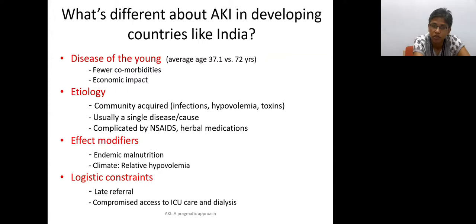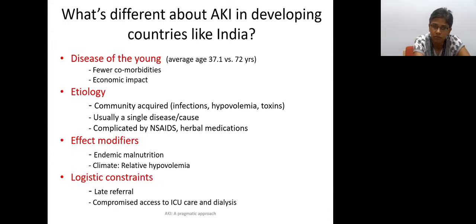In terms of the etiology, as I said before, unlike the West, where a lot of the acute kidney injury is hospital acquired, our acute kidney injury is largely community acquired due to infections, hypovolemia, and various toxins. So we usually see a single cause, but sometimes it can be complicated by things like NSAIDs and herbal medications, which patients may have taken before coming to the hospital.